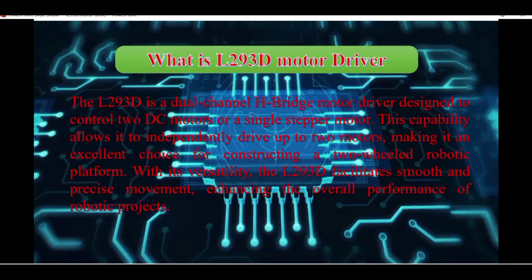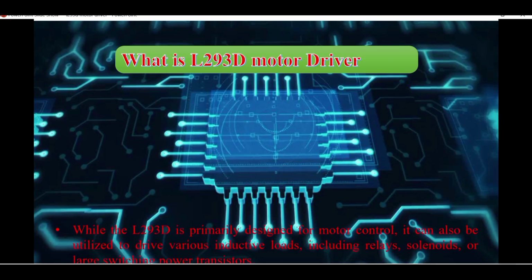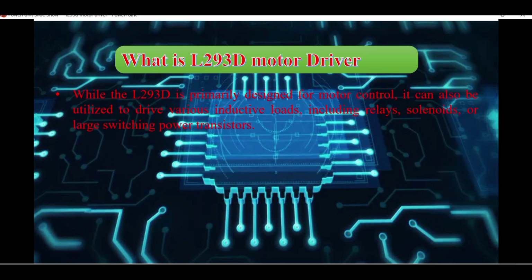The L293D motor driver is a dual channel H-bridge motor driver designed to control two DC motors or a single stepper motor. This capability allows it to independently drive two motors, making it an excellent choice for constructing a two-wheeler robotic platform. That means the L293D motor driver is used to control two DC motors. It is primarily designed for motor control. Simply, we use the L293D motor driver to control the motors in speed and direction.